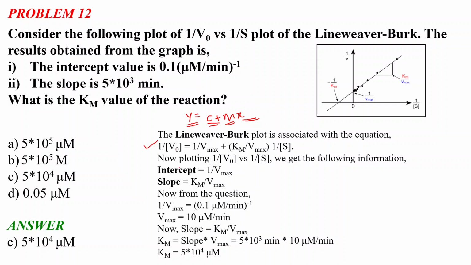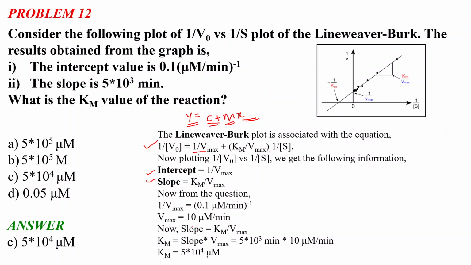Just compare this equation with this one. You can see on the y axis we are plotting 1 by V0, and on the x axis we are plotting 1 by S. So the intercept for this equation is 1 by Vmax and the slope is Km by Vmax. Now, from the data given to you, 1 by Vmax is 0.1 micromolar minute inverse, so what will be the Vmax value? The Vmax value will be just the reciprocal, meaning 10 micromole per minute.